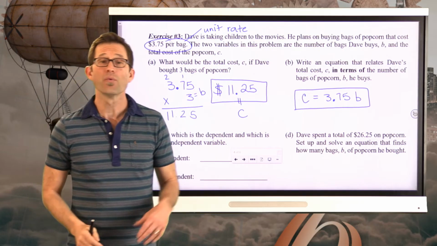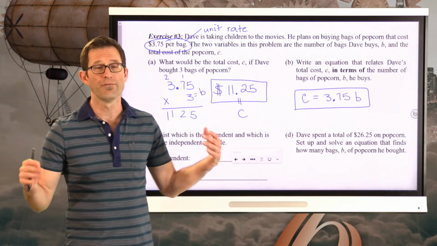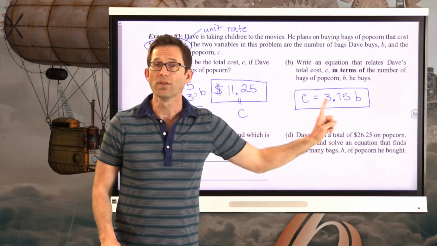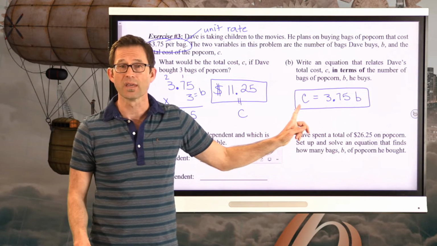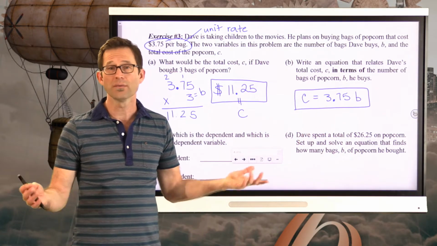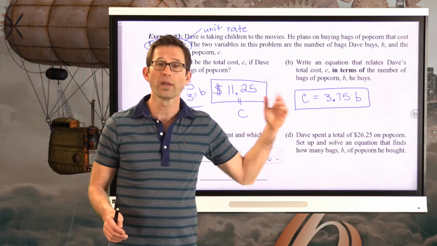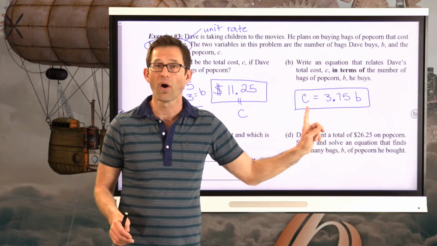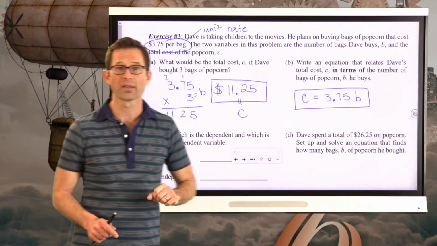There it is. So now if I gave you 15 bags of popcorn, you could put 15 in for B and then use this formula to calculate C. Or if I gave you 7 bags of popcorn or 22 bags of popcorn, you could now use this formula to relate the cost to the number of bags.